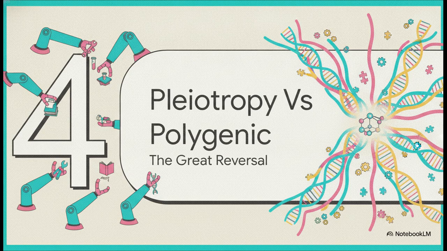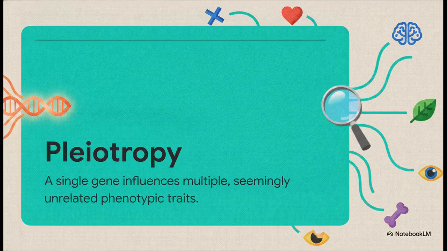All right, now we tackle our final concepts in section 4, pleiotropy versus polygenic inheritance, which we're calling the Great Reversal. We are basically pitting 2 massive genetic ideas against each other right now, the multitasker gene versus the team effort. First up, let's look at the multitasker, pleiotropy.